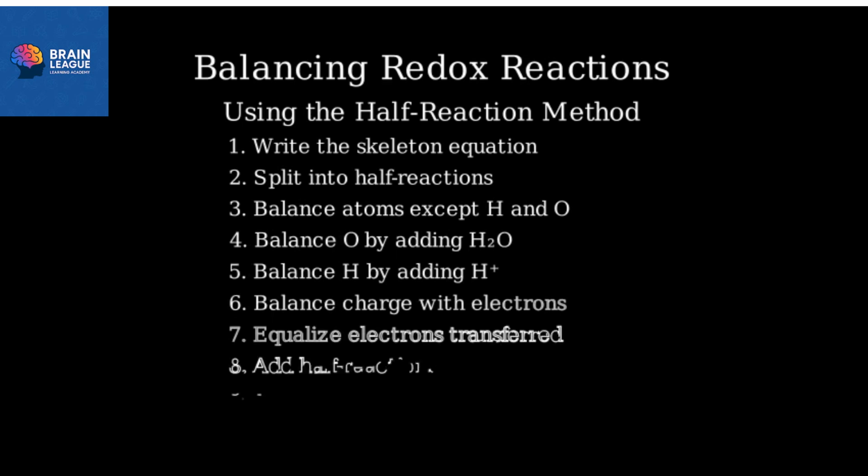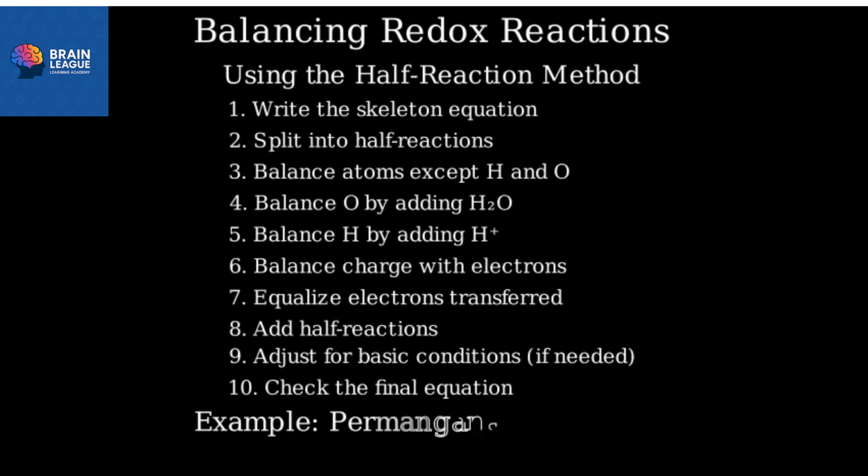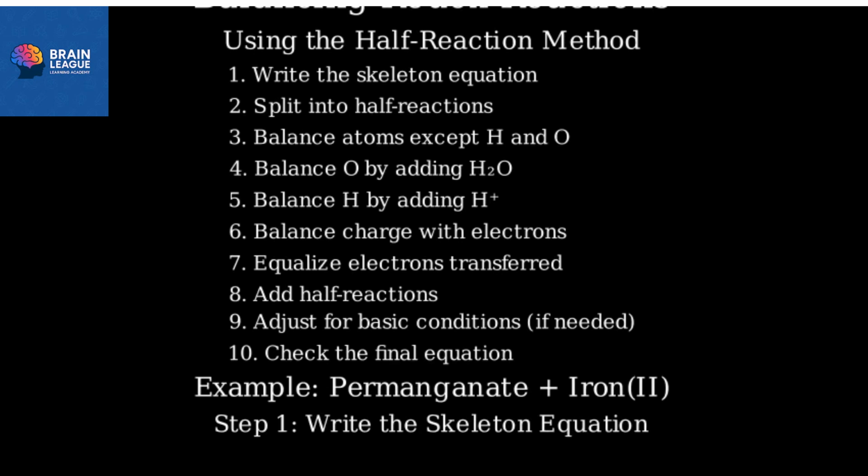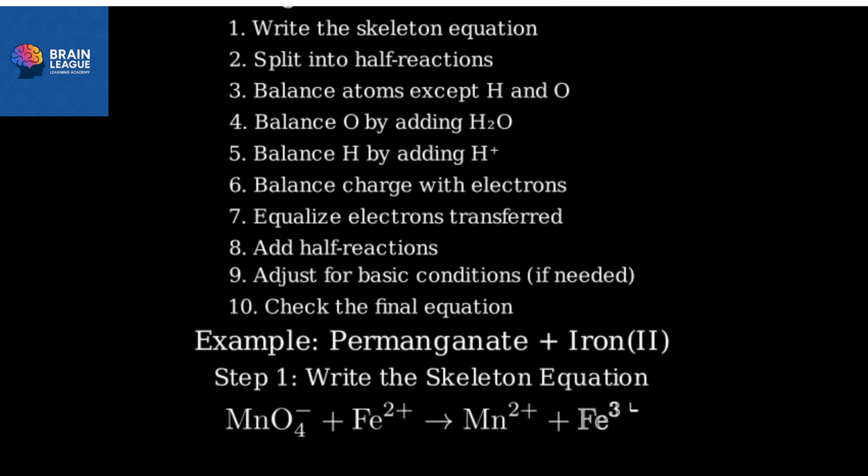Here are the main steps we'll follow. Let's work through an example to see how this method works in practice. We'll balance the reaction between permanganate ions and iron 2+ ions. Step 1. Write the skeleton equation. We start with the unbalanced reaction. In our example, we have permanganate MnO4- plus iron 2+ going to manganese 2+ plus iron 3+.